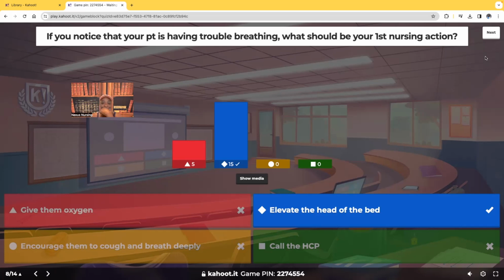Something else I'm going to talk to you about. I'm happy nobody chose encourage them to cough and deep breathe and call the healthcare provider. Guys, let me talk to you about calling the healthcare provider. I'm not saying that's never the answer, because very often that's the answer. You got to call the healthcare provider for different things.